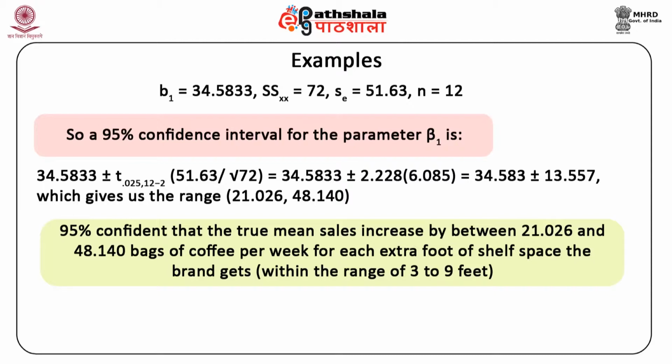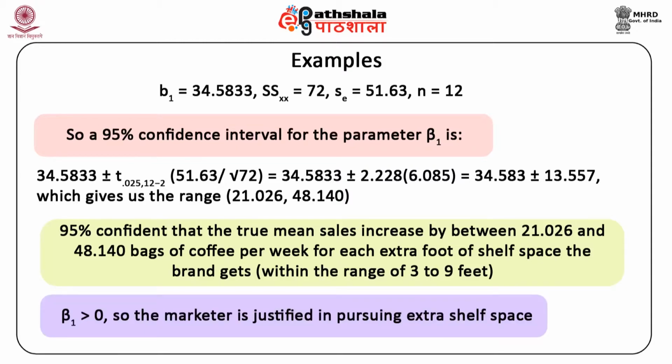21.026 and 48.140 bags of coffee per week for each extra foot of shelf space the brand gets within the range of 3 to 9 feet. Please note that the entire interval is positive, which means basically it is above 0. So we are confident that in fact beta 1 is greater than 0. So the marketeer is justified in pursuing extra shelf space.